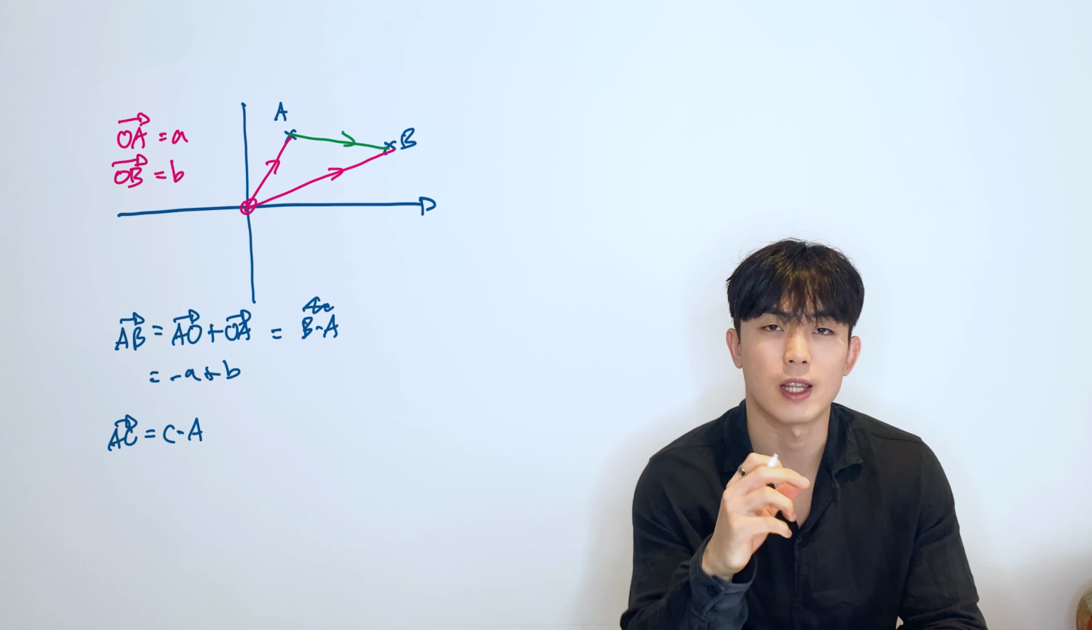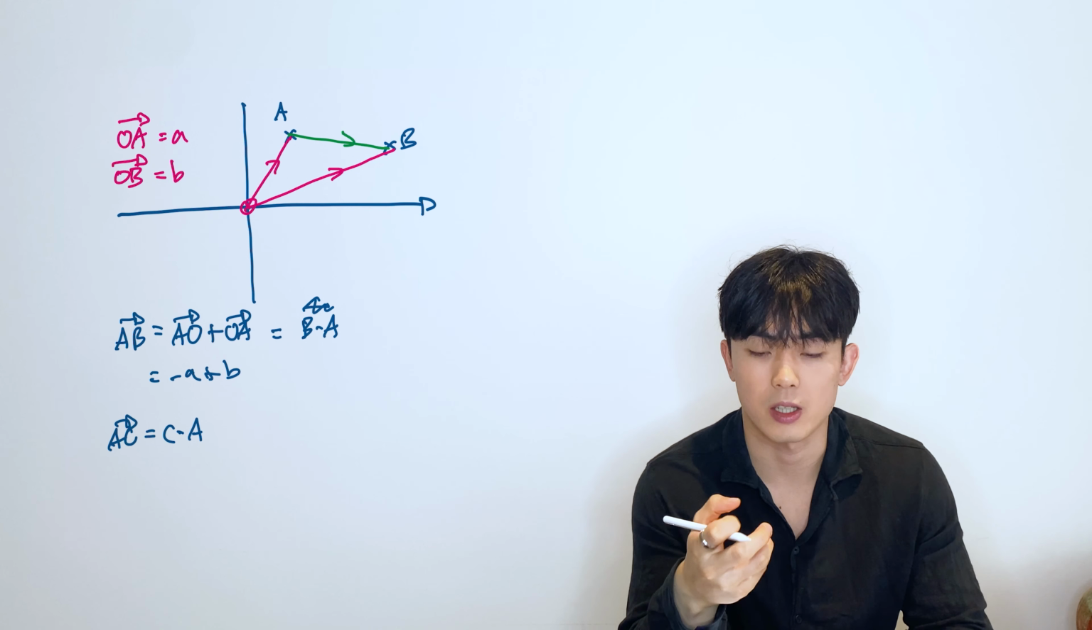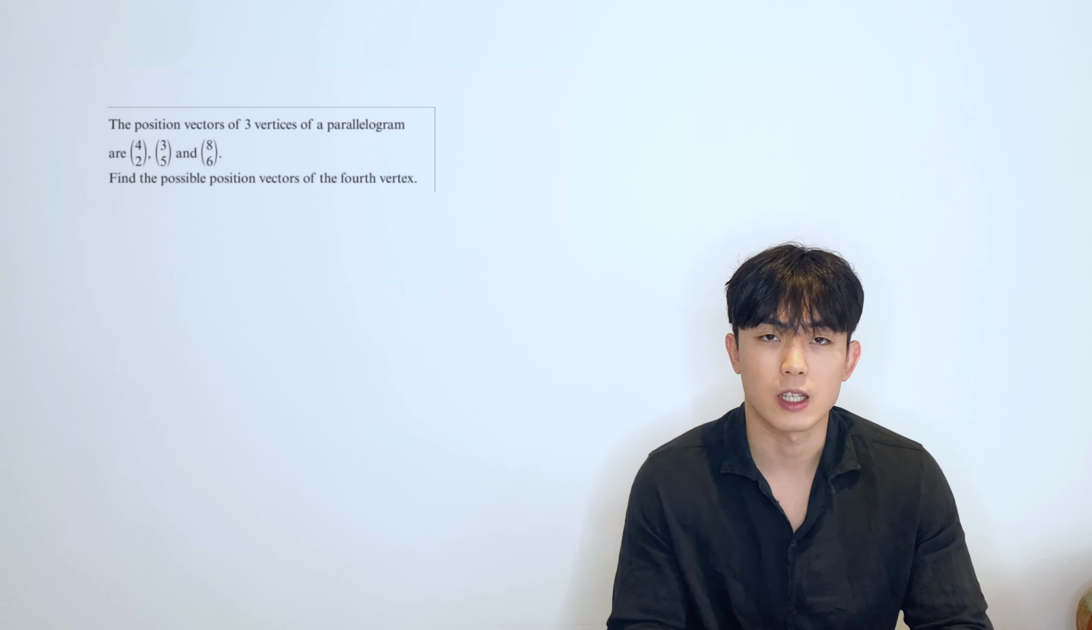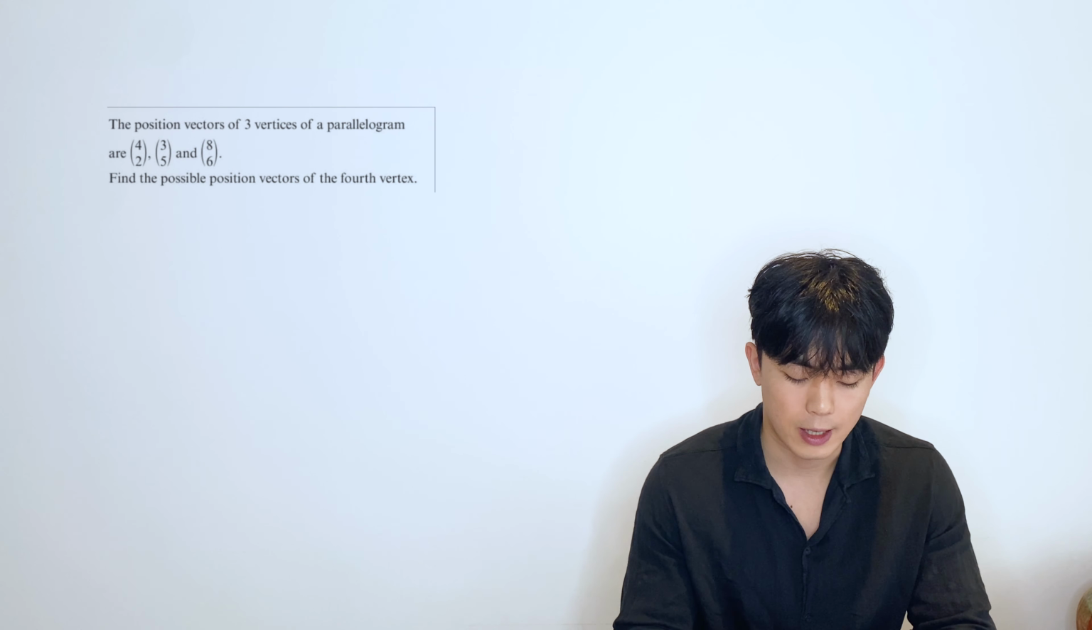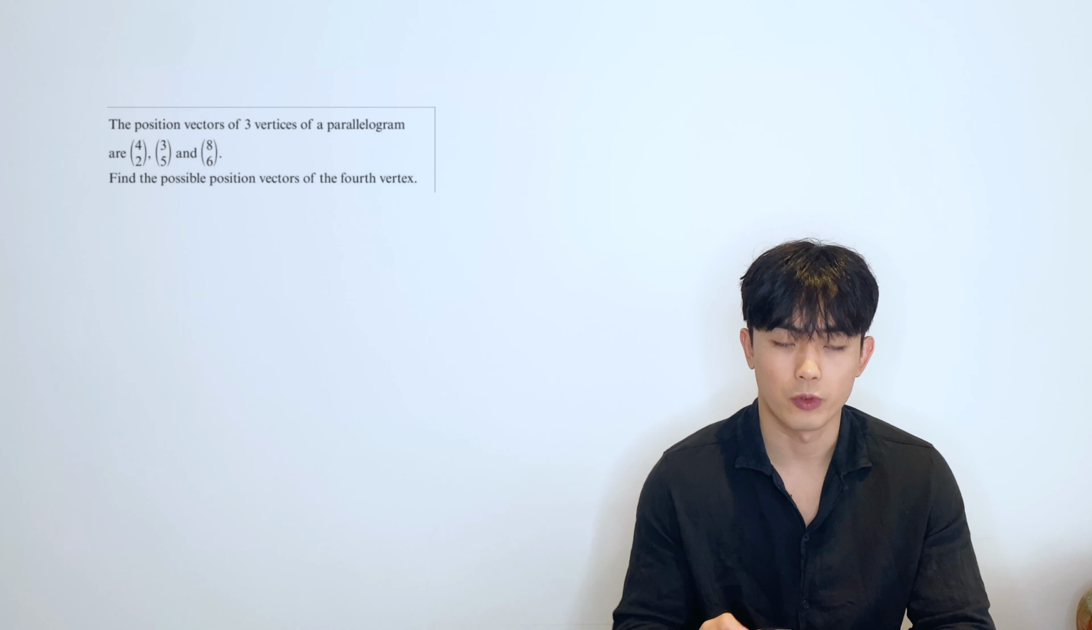So make sure you understand the difference between a direction vector and a position vector. All right, so let's take a look at this example here. So we have the position vectors of 3 vertices of a parallelogram. And these are (4, 2), (3, 5), and (8, 6). Find the possible position of the fourth vertex.